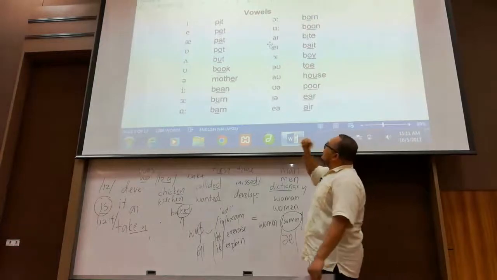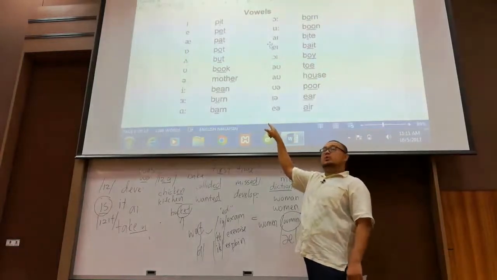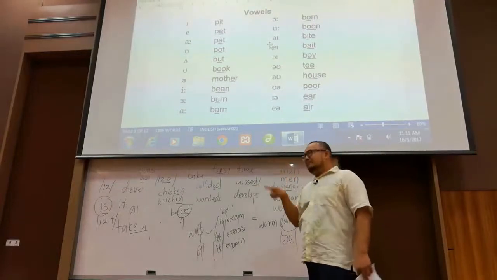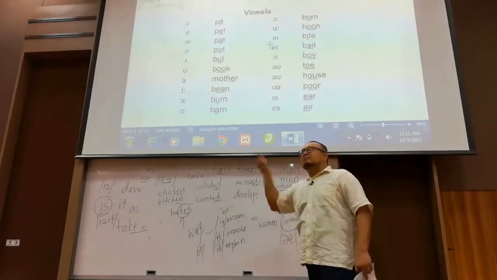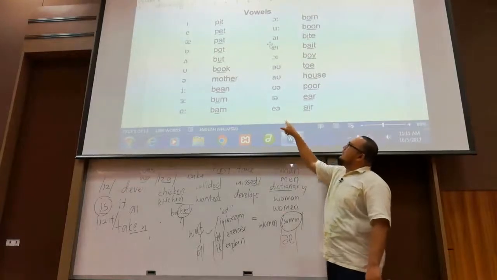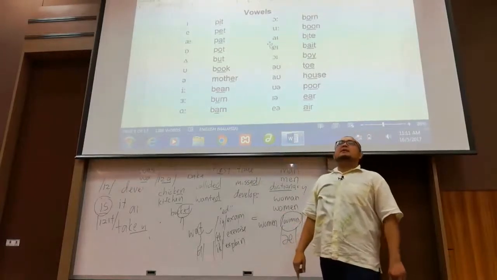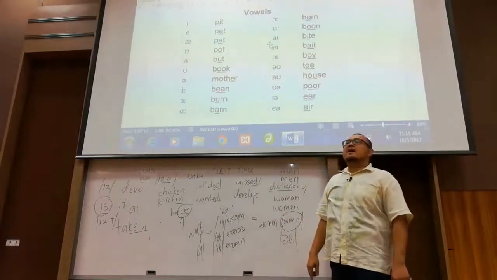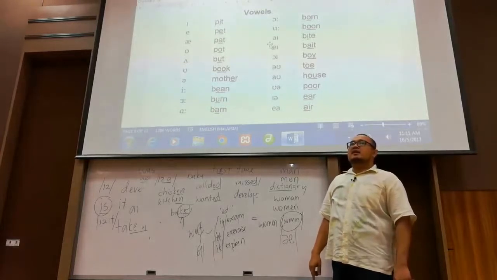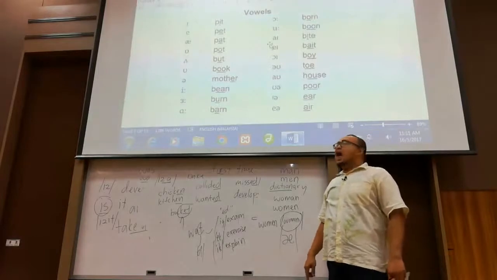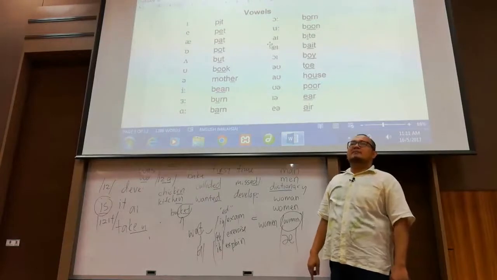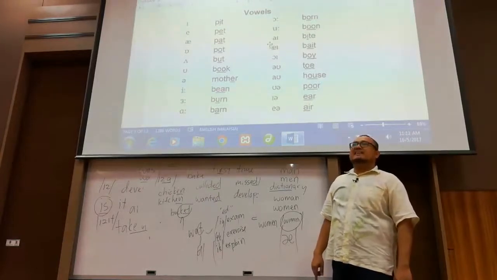Okay, next is oo. This one is long. Oo. Book. It's not book. Book. Yes. Alright. So this one is mother. It's not mother. Mother is mother. Longer. The tongue needs to be out. Mother. Okay, long. Mother. Yes, good.